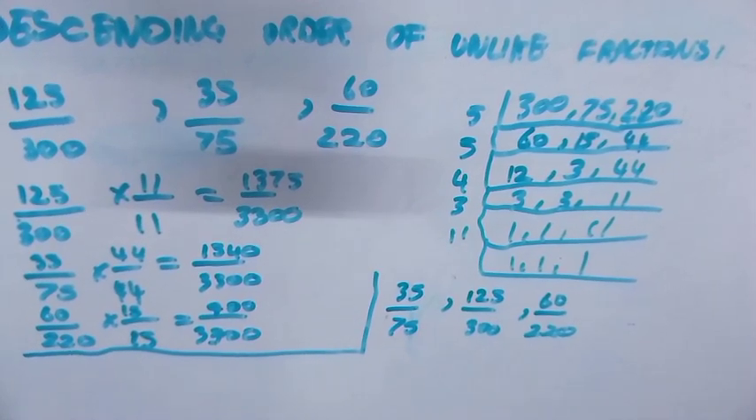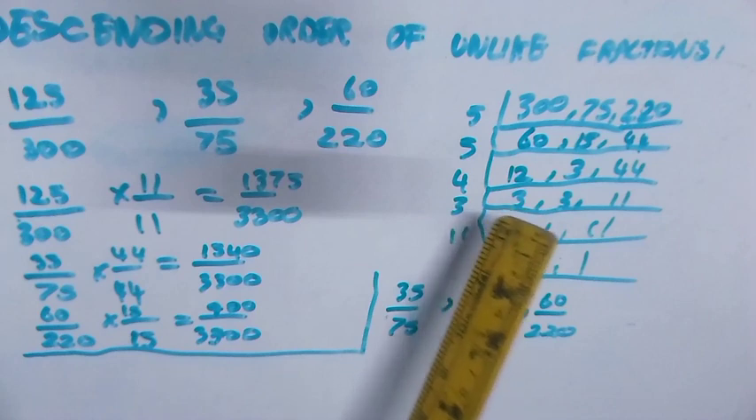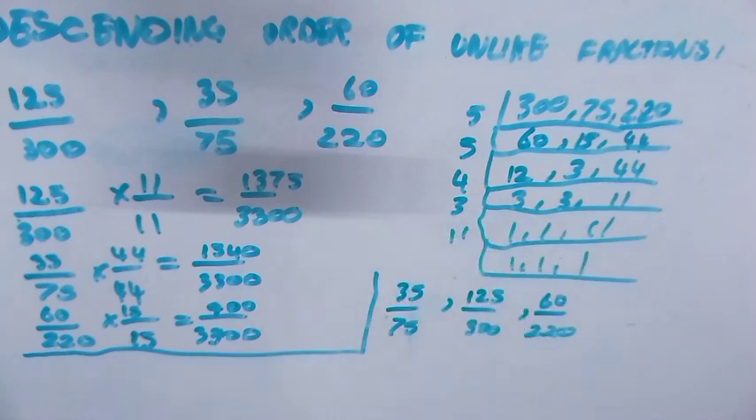So there are fractions which are 125 by 300, 35 by 75 and 60 by 220. These are all unlike fractions. So first we want to convert them into like fractions, for which we'll do LCM. So the LCM of the denominators 300, 75 and 220 is the product of 5 into 5 into 4 into 3 into 11, which is 3300.